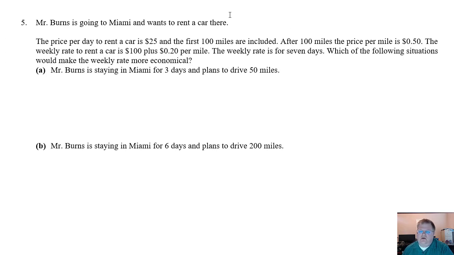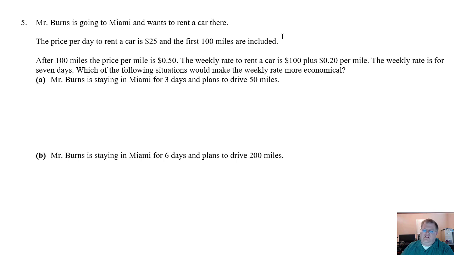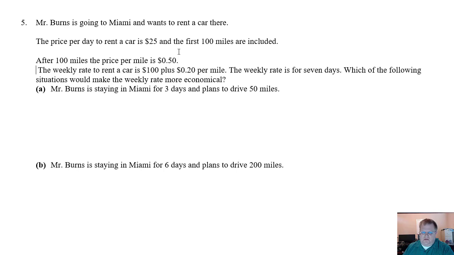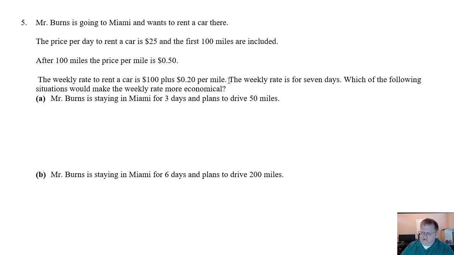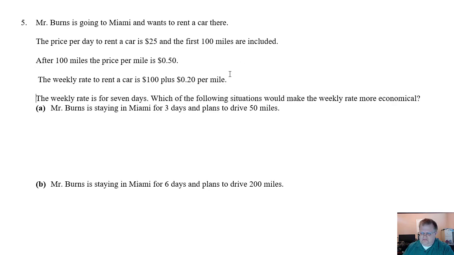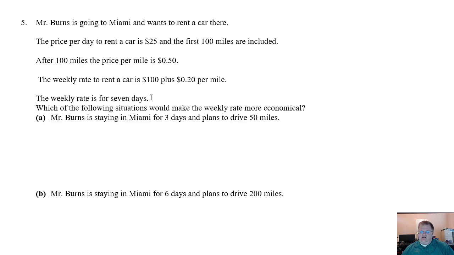Then we're told the price to rent the car is $25 and the first 100 miles are included. So that's one fact. After the first 100 miles, the price per mile is 50 cents per mile. We're also told the weekly rate is $100 plus 20 cents per mile. So we're given two different possibilities then. We can either rent the car per day or per week. And the weekly rate is for 7 days.